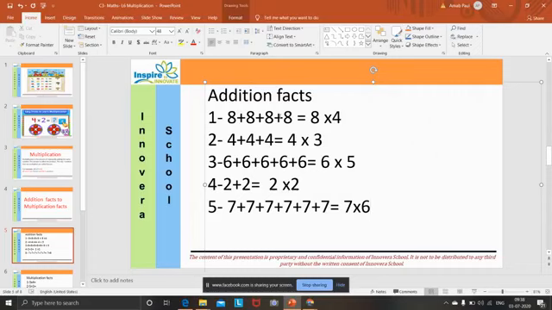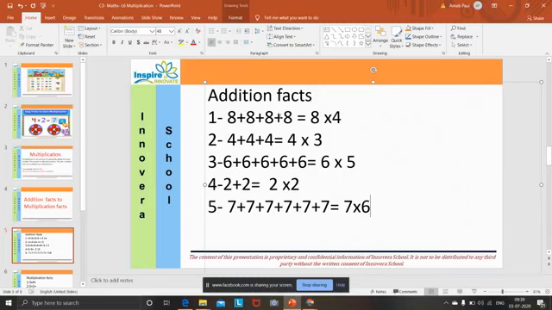In the second one, 4 plus 4 plus 4, how many times is 4 repeating? I told you multiplication is repeatedly adding the number. So this is also called an addition fact. What is happening? Repeatedly adding the number, 4 plus 4 plus 4.